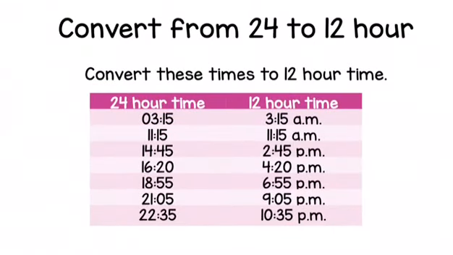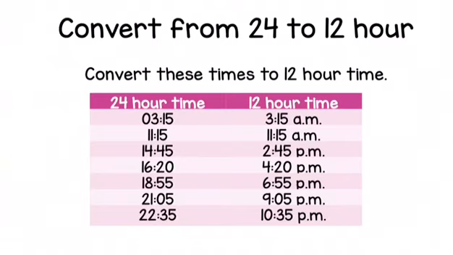Welcome back. So the first time we had was 3:15. Now, because 3 is obviously less than 12, we know that it is AM. Because of that, we don't need to take away or add anything, so we can just convert it to 3:15 AM. Similarly, with 11:15, because it's less than 12, we don't need to do anything to it, we can just write 11:15 AM.